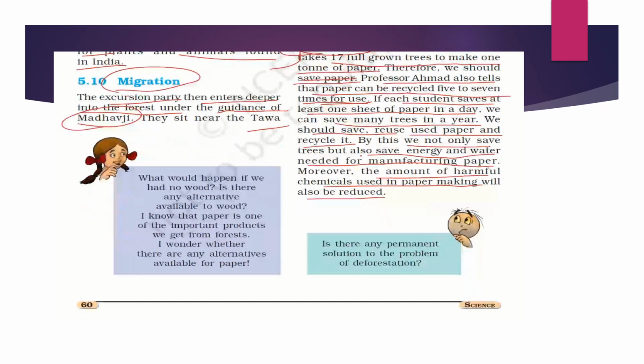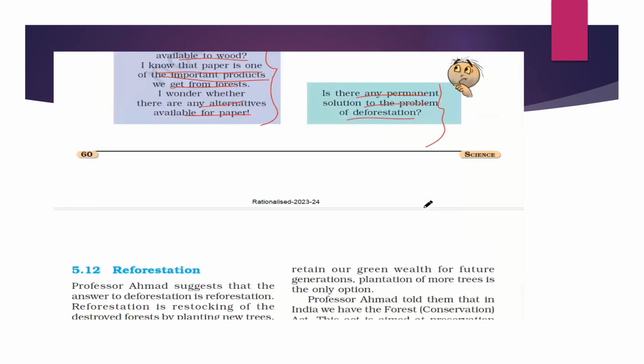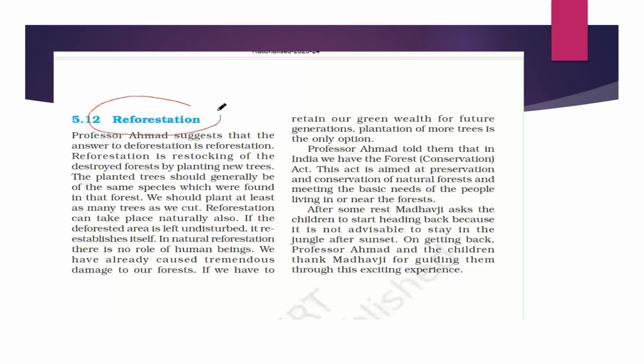So what would happen if there is no wood? Is there any alternative to wood? I know that paper is one of the most important products, but we get it from forests. Is there any alternative for paper? And is there any permanent solution for this problem? So there is no alternative for paper till now, but we can reuse and recycle paper 7 to 8 times so that we can protect our trees as well. And is there any permanent solution for deforestation? Yes, we can reforest. There is reforestation, right?